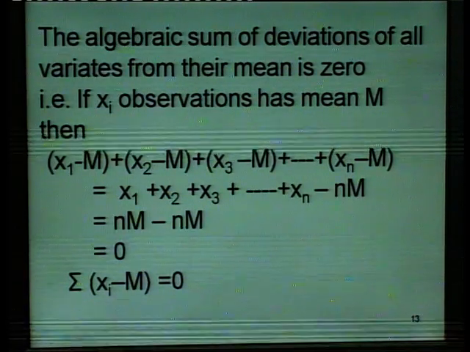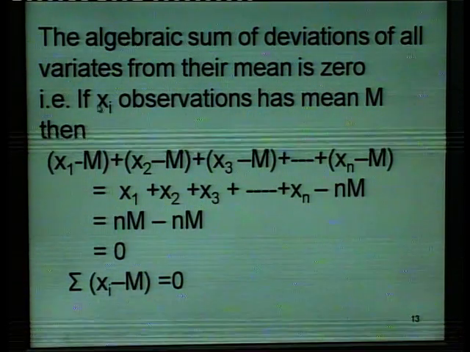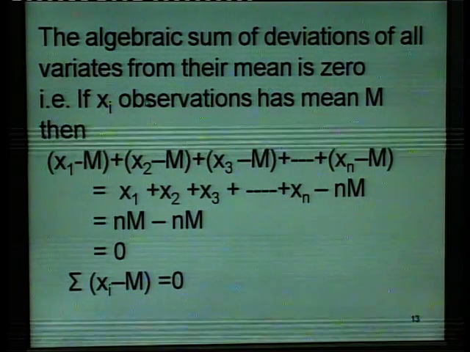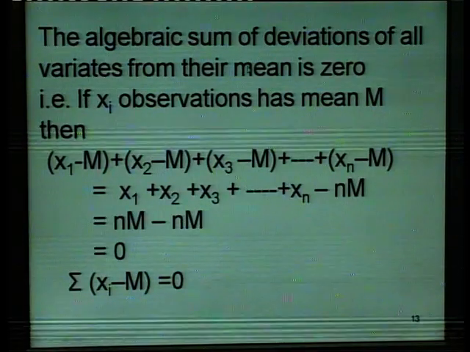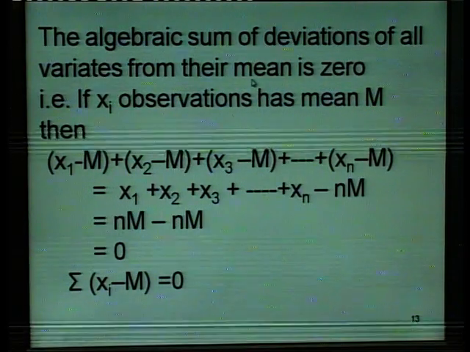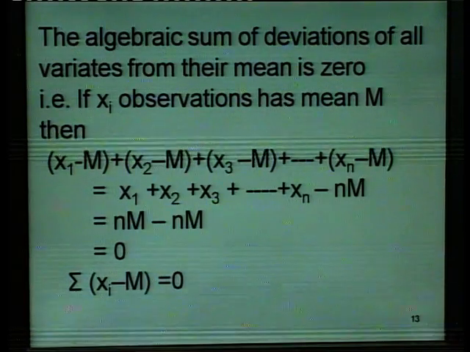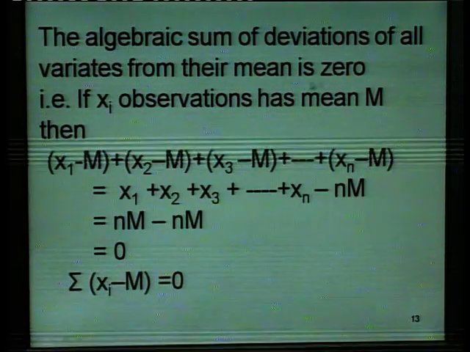This question: algebraic sum of deviation of all variates from their mean is 0. That says when we subtract mean from all observations and then add, the sum will always be equal to 0.